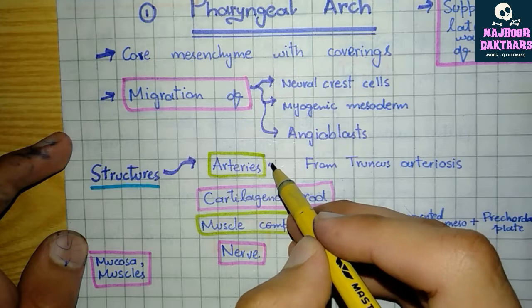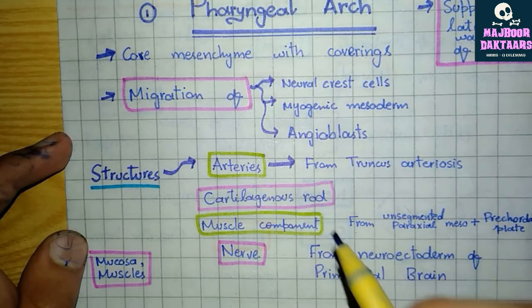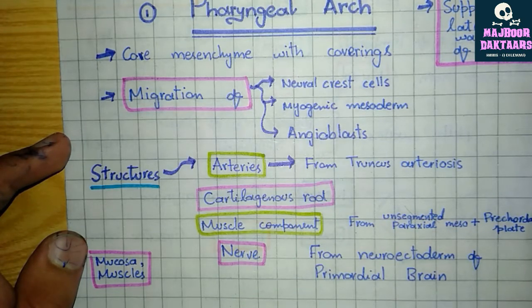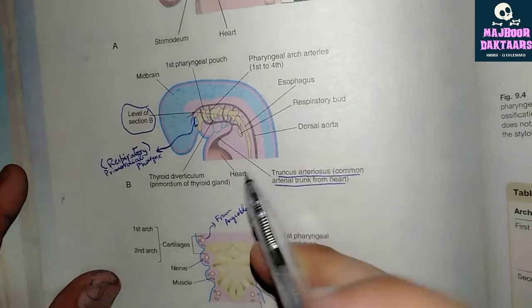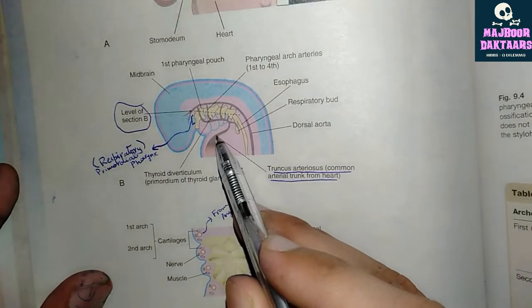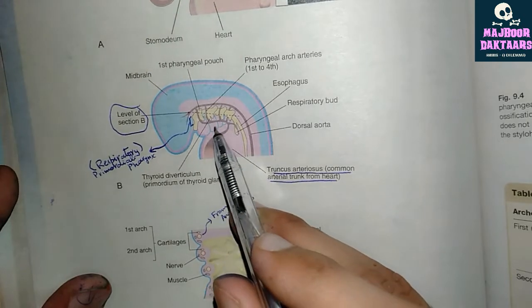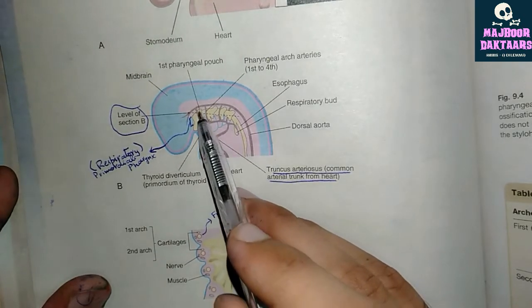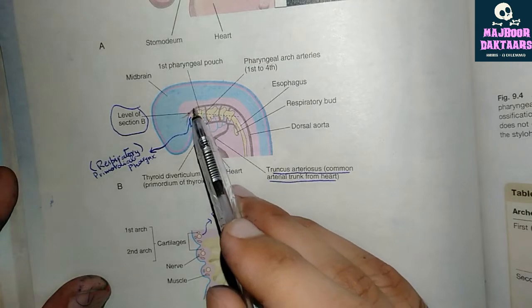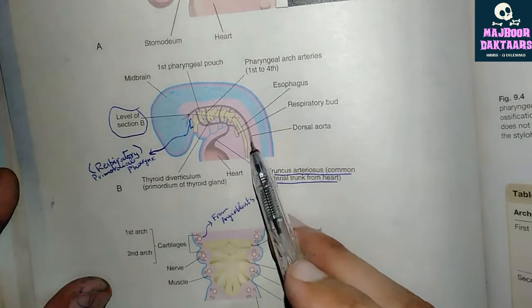The arteries of pharyngeal arches arise from the truncus arteriosus, move around the arches and then empty into the dorsal aorta behind them. Here is the heart. Here is the truncus arteriosus, and arteries from there are moving towards the pharyngeal arches where they move around them and then empty into the dorsal aorta behind them.